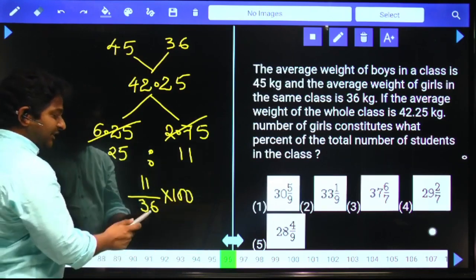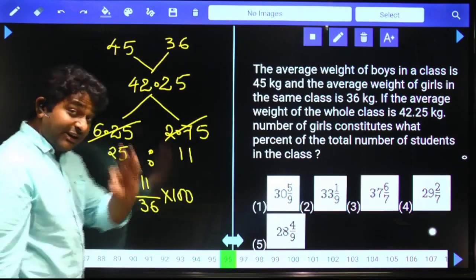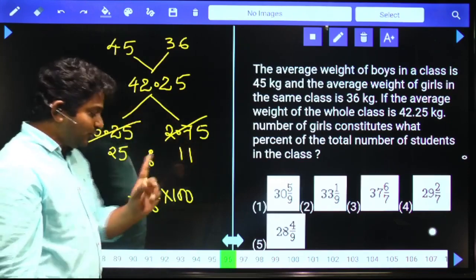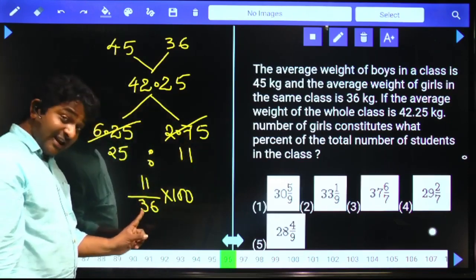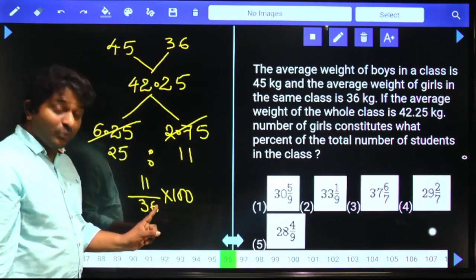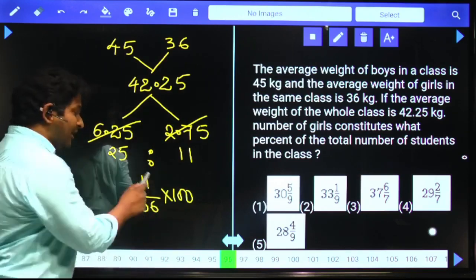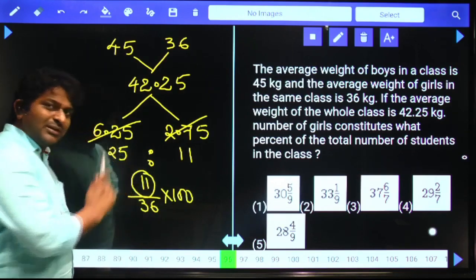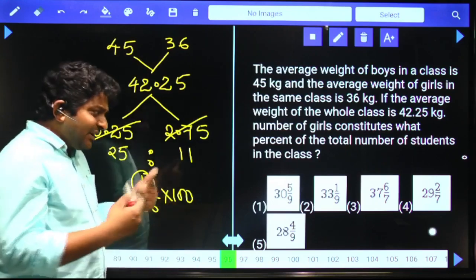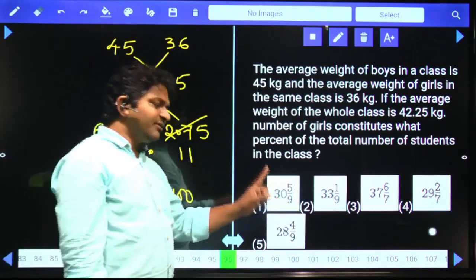Now 10% of the denominator is 3.6. 30% in the sense 3 into 3.6, that is 3 3s are 9, 0.6 3s are 1.8, total 10.8. Our numerator is a little bit more than that. Hence the answer is a little bit more than 30%. First option, final answer.